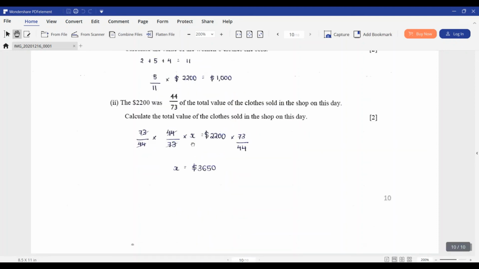Roman 2 and the last part. The $2,200 was 44 over 73 of the total value of the clothes sold in the shop on this day. Calculate the total value of the clothes sold in the shop on this day. So upon understanding this question, this 2,200 is 44 over 73 of a number. So we take 44 over 73 multiplied by an unknown number represented by x, which is equal to 2,200. We isolate x and multiply by 73 over 44 on both sides, and we get x is equal to $3,650.